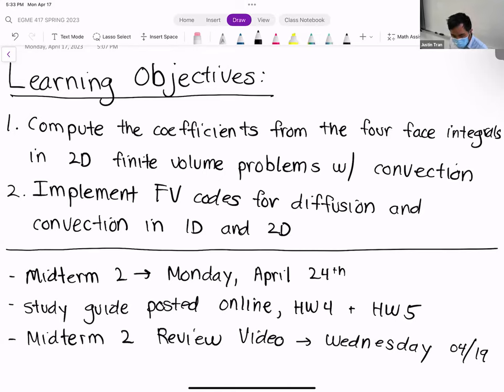I think that's all my announcements. Are there any questions I can answer before we get started for today? Okay. All right, last time we were here, we were covering the theory behind convection with finite volumes. And so I wanted to start today with an example.